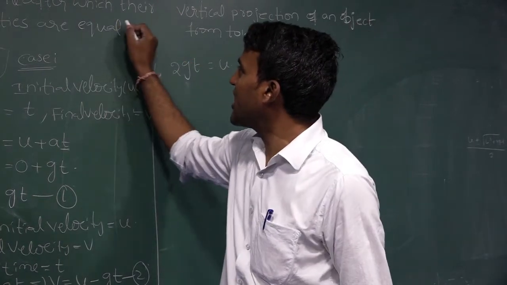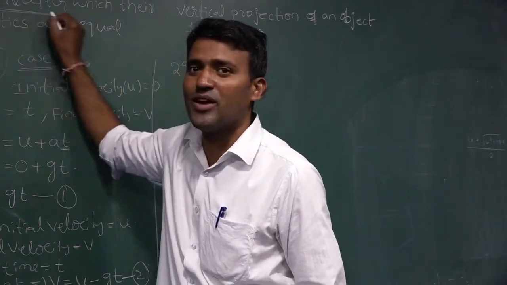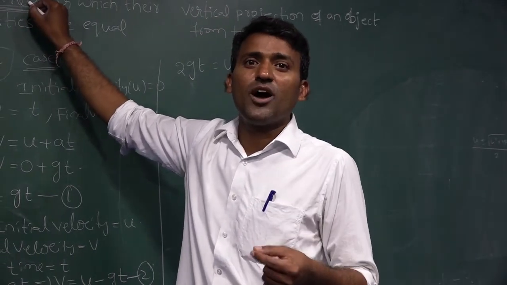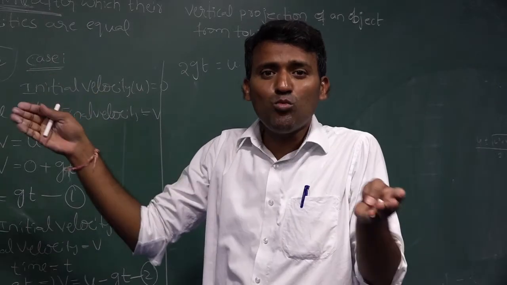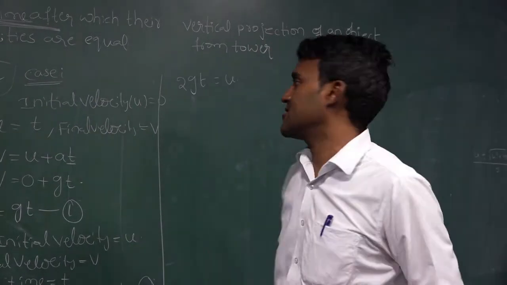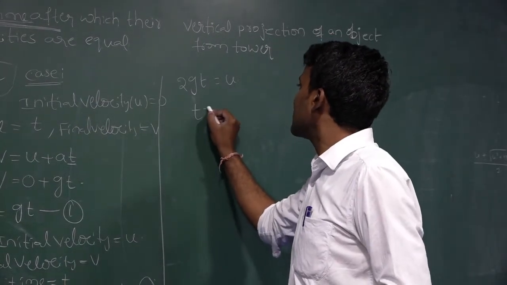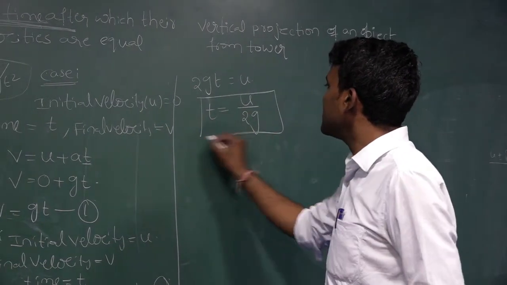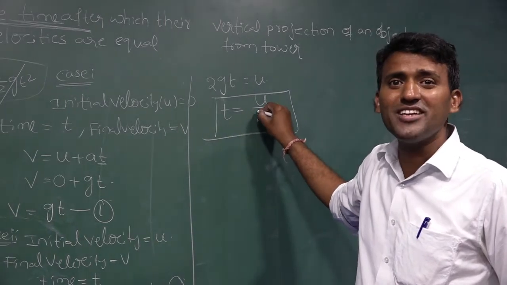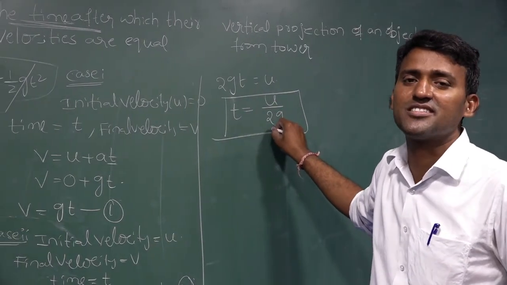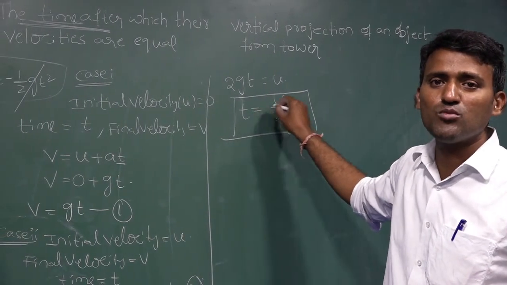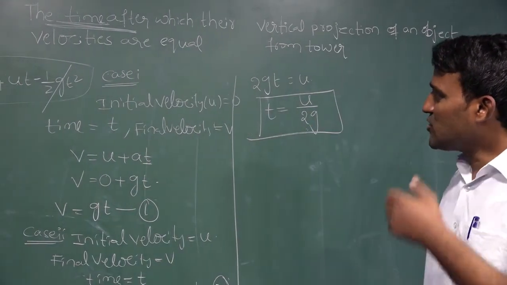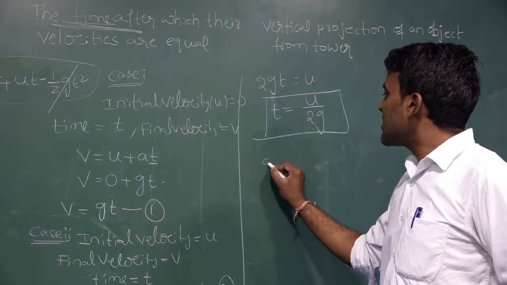But in this situation they asked after what time interval. We have to calculate the time interval, after which these two bodies have equal velocities. So t is equal to u by g. After this time interval, both bodies have equal velocities. And next we are calculating what is the ratio.